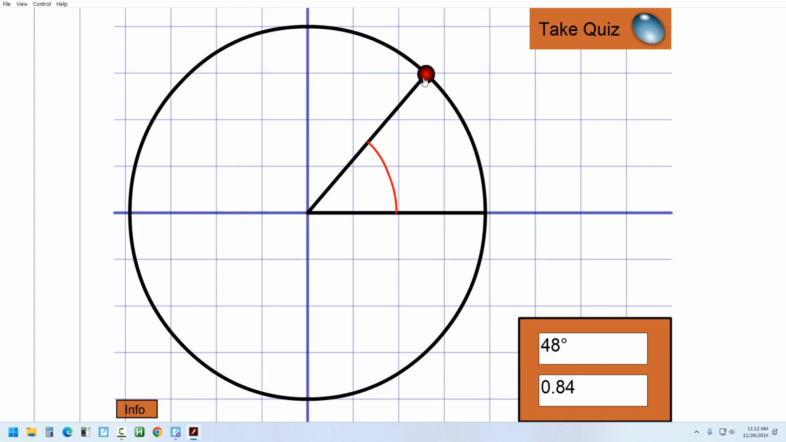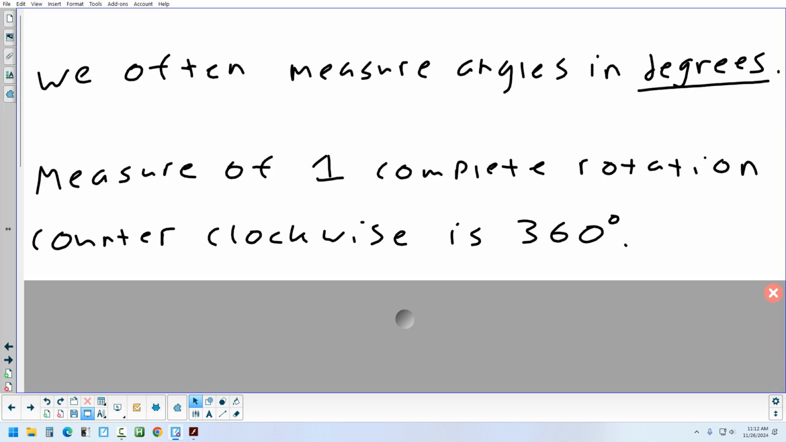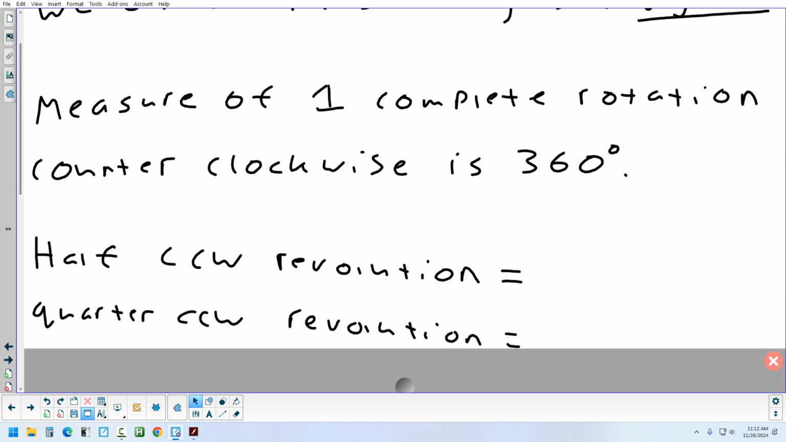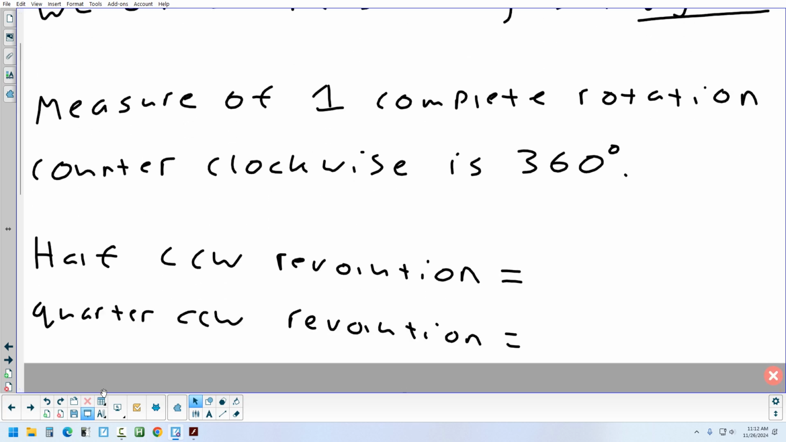If I were to make a full rotation in the direction that I'm going, counterclockwise, how many degrees would that be in a full rotation? 360. It'd be 360. How about a half rotation? Yep, that would be 180. And how about if we did a quarter of a rotation, or a quarter of a revolution? Yep, that would be 90.